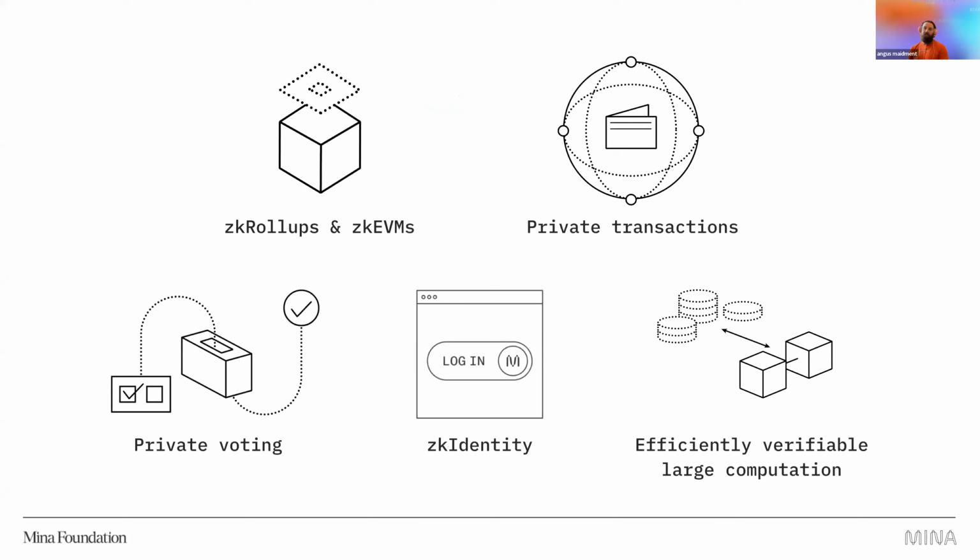And so that's good for a number of different applications. It's things that we're already seeing and you may be familiar with already, like ZK rollups and ZK EVMs. That's more on the scalability side, where instead of doing computation and verifying it by repeating the computation, you do computation, you produce a proof, and then you verify that proof, which allows you to do more computation. It's also good for things like private transactions and private voting.